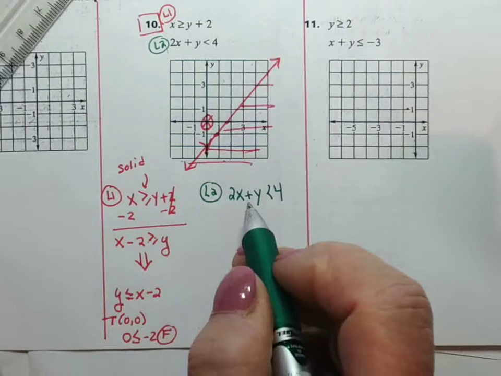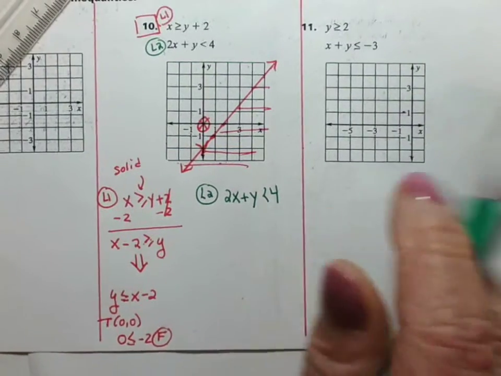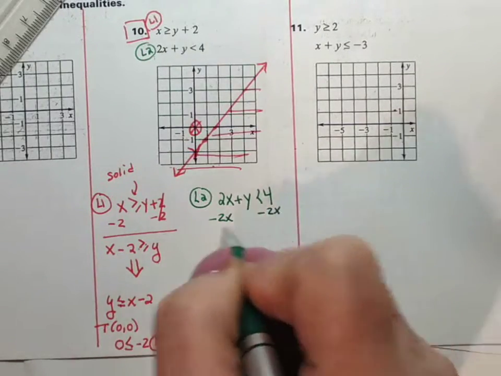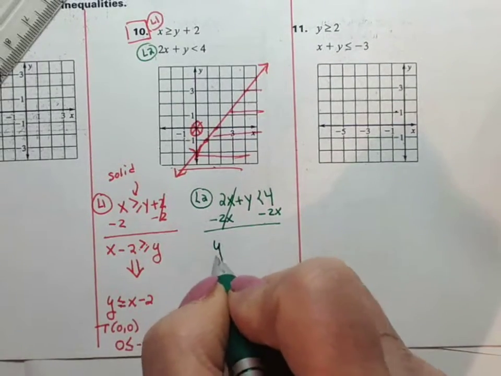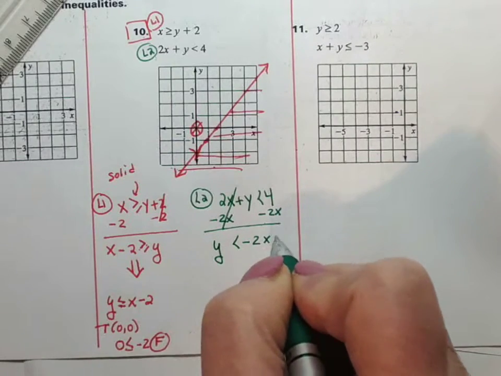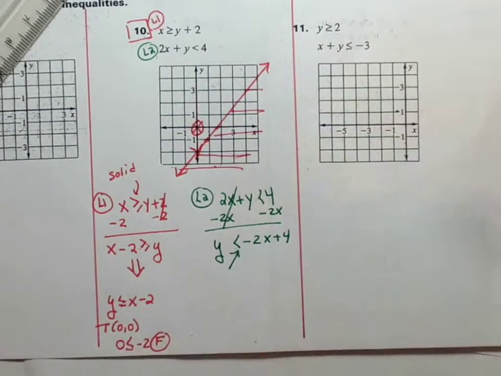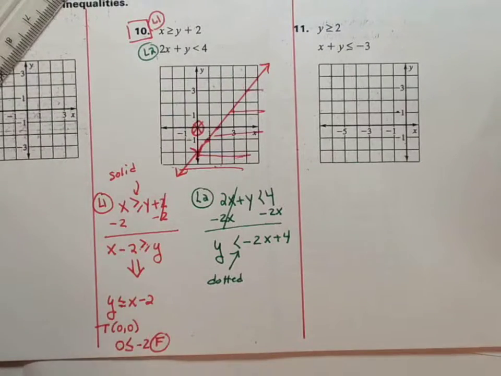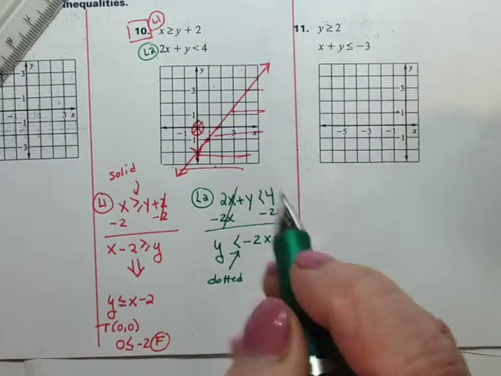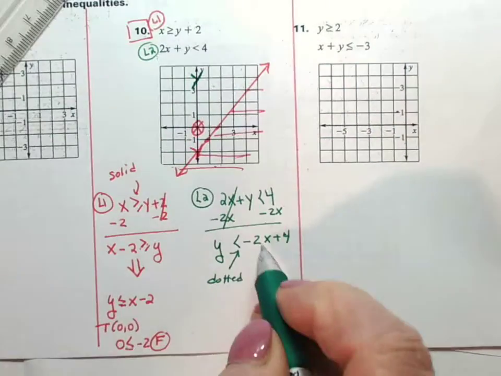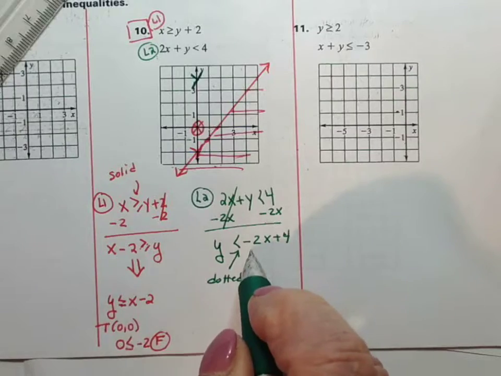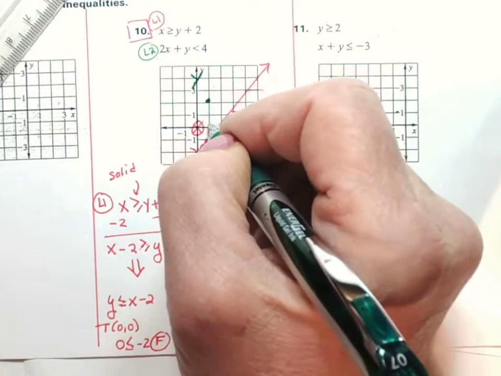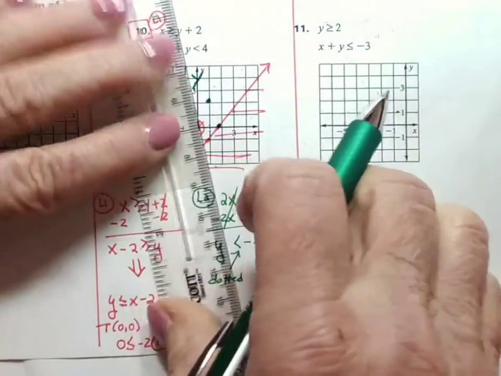Okay, now we're going to take the other one. This is easy peasy. We're going to get it into y equals mx plus b. Subtract 2x from both sides. Y is less than negative 2x plus 4. Notice there's no equals, so it's going to be dotted. So our y-intercept is at 4. Our slope is negative 2. So we can't go up 2, so we go down 2, back 1, down 2, back 1, and we are drawing a dotted line.